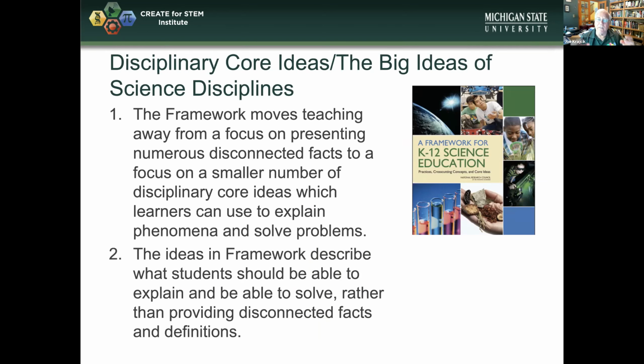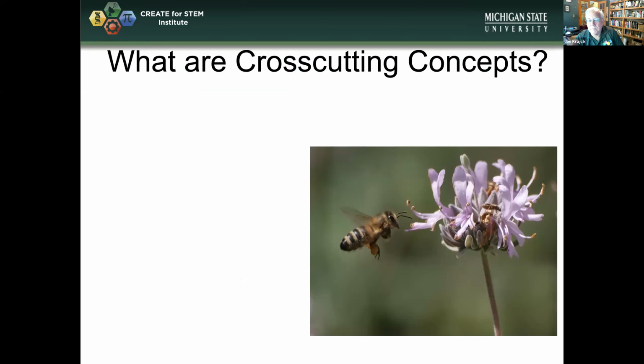Then there are these things called cross-cutting concepts. Now, cross-cutting concepts are also big ideas. The difference between cross-cutting concepts and disciplinary core ideas is that, in some respects, the cross-cutting concepts are critical to all the disciplines. For instance, cause and effect, right?